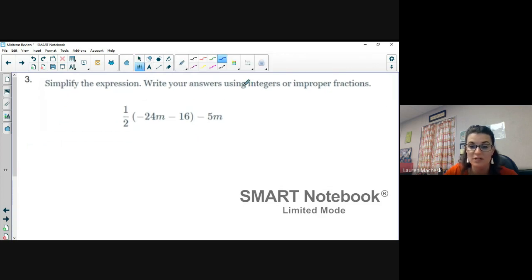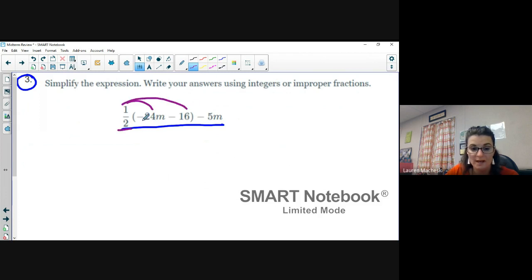Simplify the expression. Write your answer using integers or improper fractions. Okay, so write down number 3 on your paper. Write down the problem. Don't write down all the words. All right, so you should know the deal. We need to get rid of parentheses, so we need to distribute.